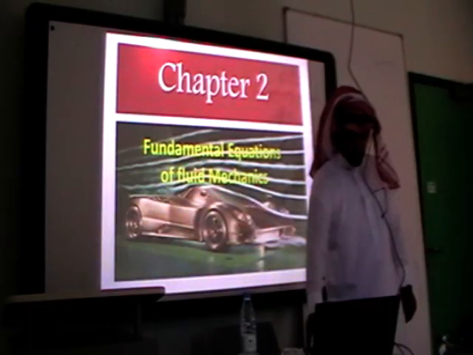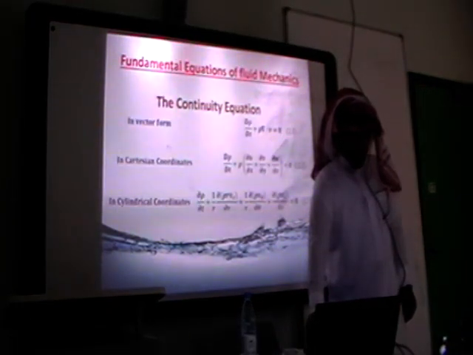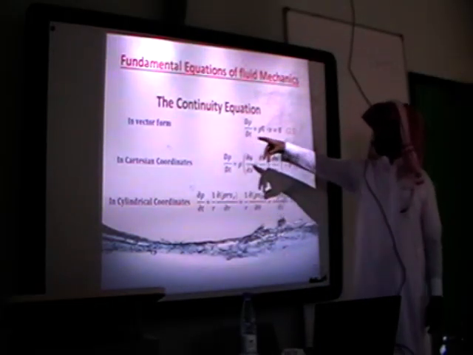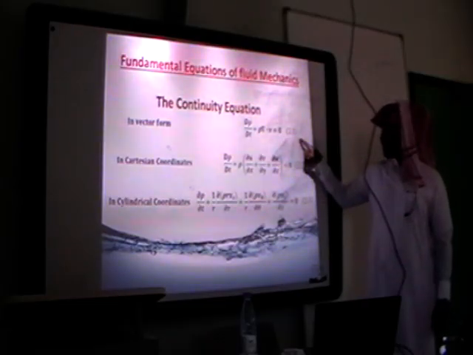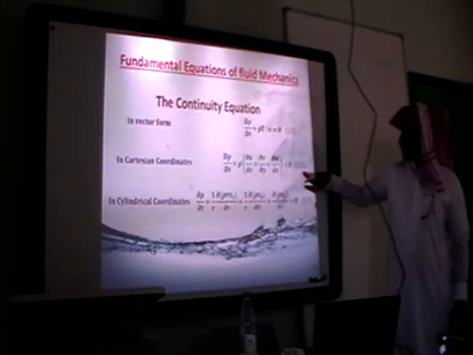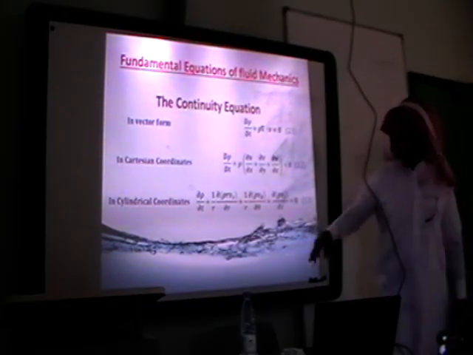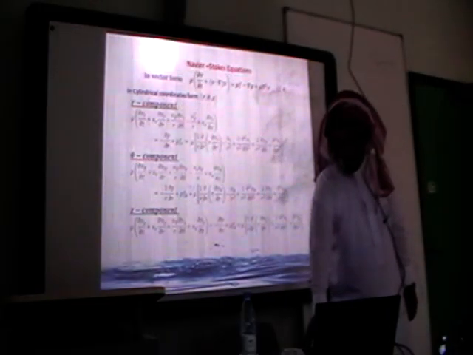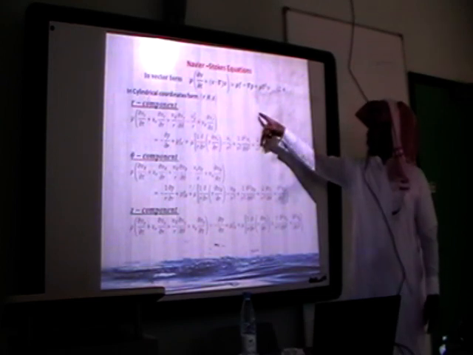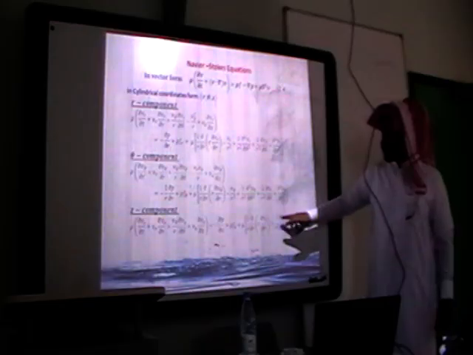In chapter 2, the fundamental equations of fluid machine. This is the continuity equation. The continuity equation in vector form is 2.1, in Cartesian form 2.2, and in cylindrical coordinates 2.3. And this is the Navier-Stokes equation in vector form, and in cylindrical coordinate form: r component, theta component, z component.